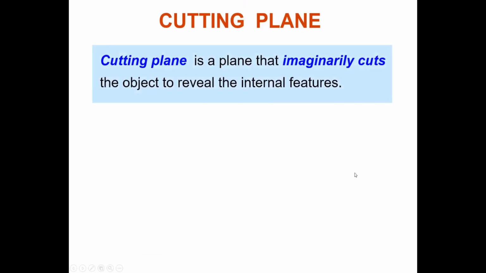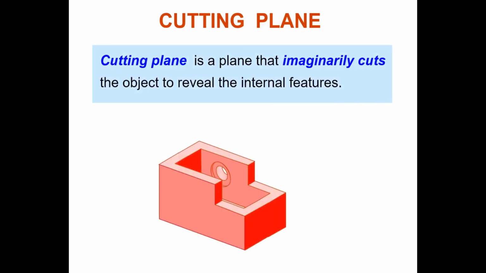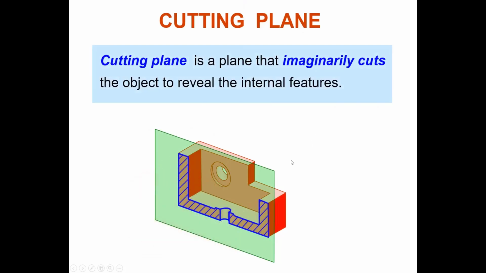Okay, the cutting plane, I mentioned to you, is imaginary and cuts the object to reveal the internal features. So like this one, this shaded green color, we call the cutting plane. This is a cutting plane. So we cut it by half. So actually, guys, it's a full section.